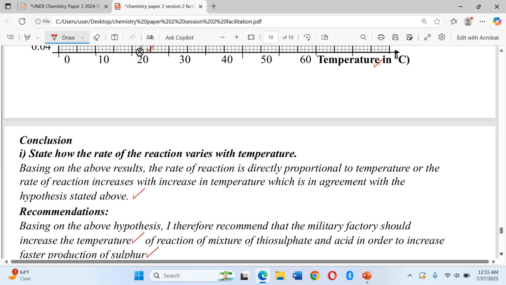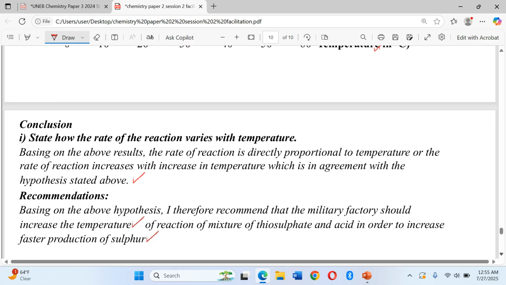Okay, conclusion and recommendation. State how the rate of reaction varies with temperature. So basing on the above results, the rate of reaction is directly proportional to the temperature, or the rate of reaction increases with increase in temperature, which is in agreement with the hypothesis stated above. Are you seeing that? I believe that was a good one, because in our conclusion we made a prediction, and we have been able to prove that our prediction was actually correct.